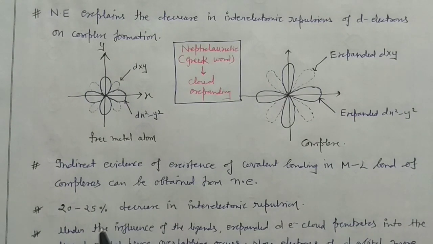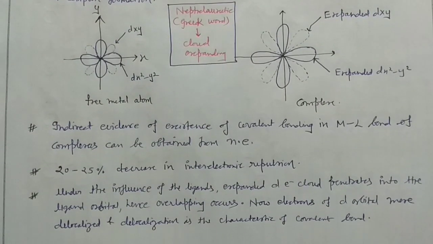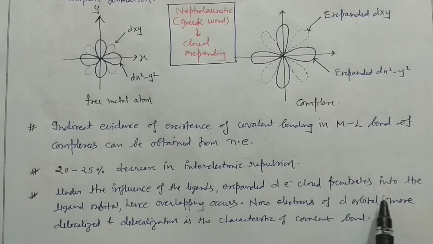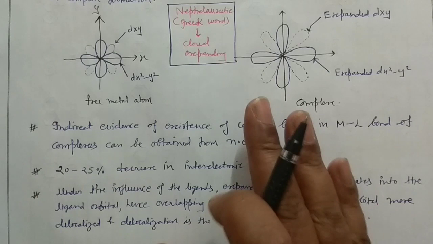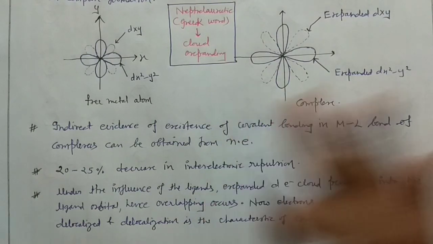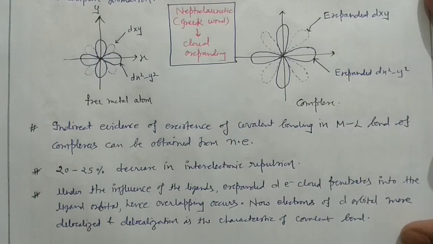So 20 to 25% decrease in the repulsion is quite a big value. Okay, this is something very, very important. And then finally you can notice here, under the influence of the ligands, the expanded d electron cloud penetrates into the ligand orbital, hence overlapping occurs. Now the electrons of the d orbitals are more delocalized, and delocalization is the characteristic property of the covalent bond. So these are the points which I have already explained to you about the nephelauxetic effect. This is the basic idea about the nephelauxetic effect.